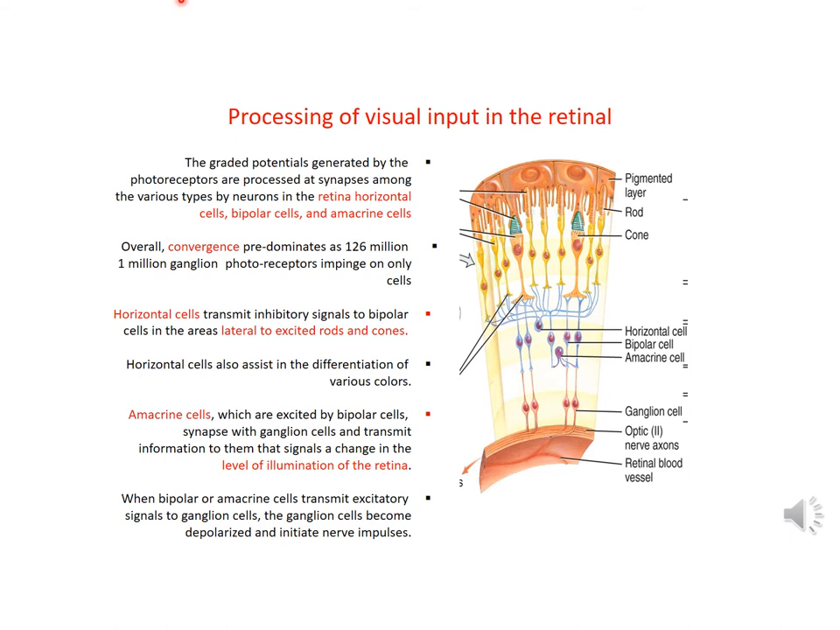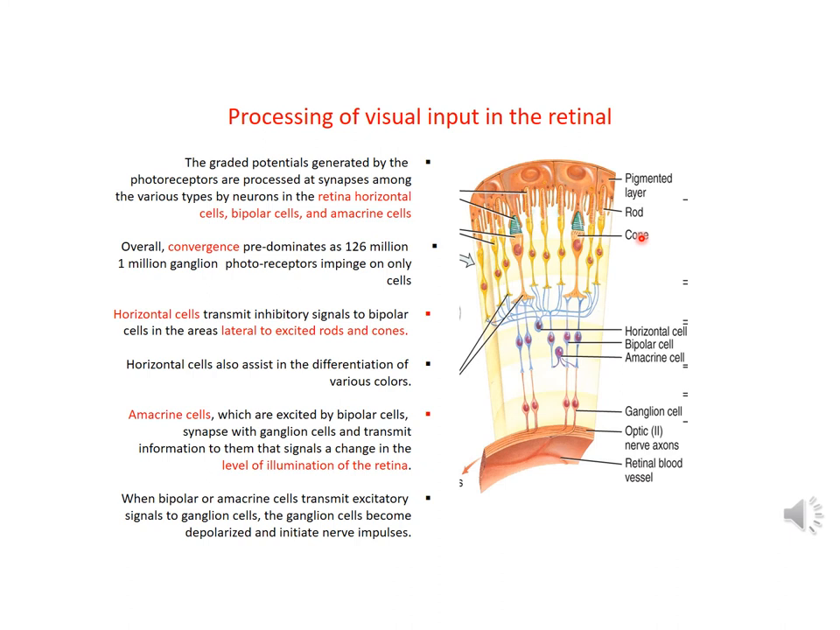We have something which is called convergence of the photoreceptors on the ganglion cells. We have convergence, and this convergence is usually produced by rods. We have 300 rods that are going to produce convergence on bipolar cells, and then the bipolar cells receiving from the rods are going to converge on ganglion cells. This is known as convergence. So at the end, we have 126 million photoreceptors, and they are converging on what? Converging on 1 million ganglion cells.